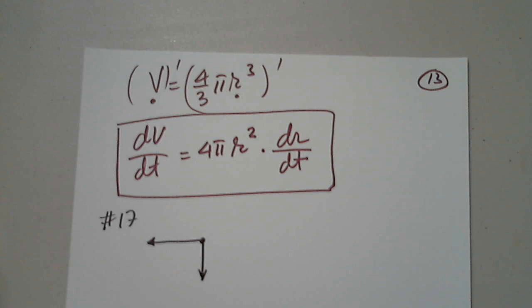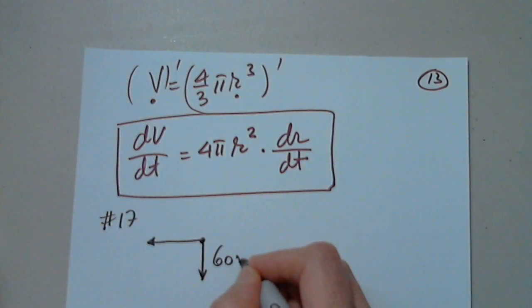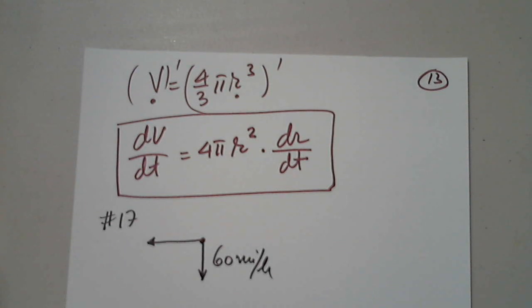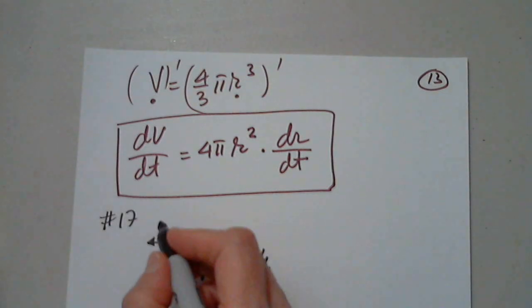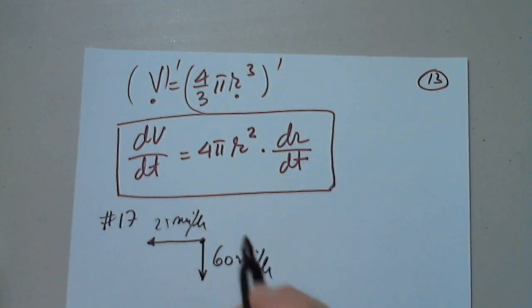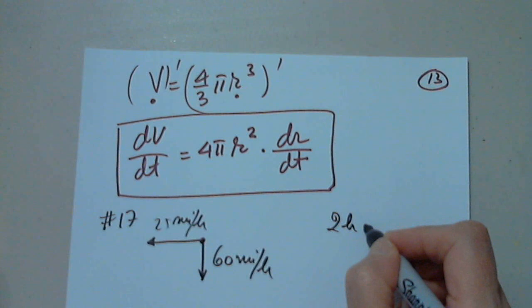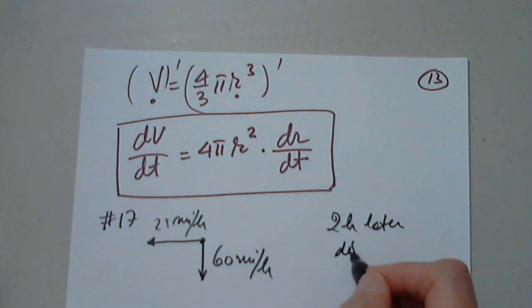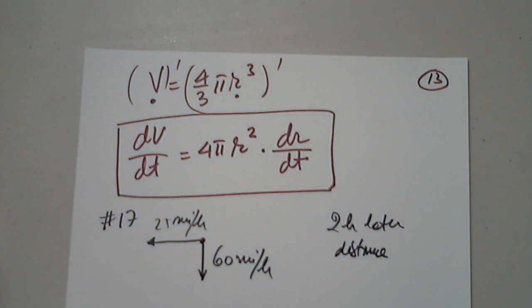Okay, go back. The one that travels south travels at 60 miles per hour. The one that travels west travels at 25 miles per hour. At what rate is the distance between the cars increasing 2 hours later? So 2 hours later, distance between the two of them.